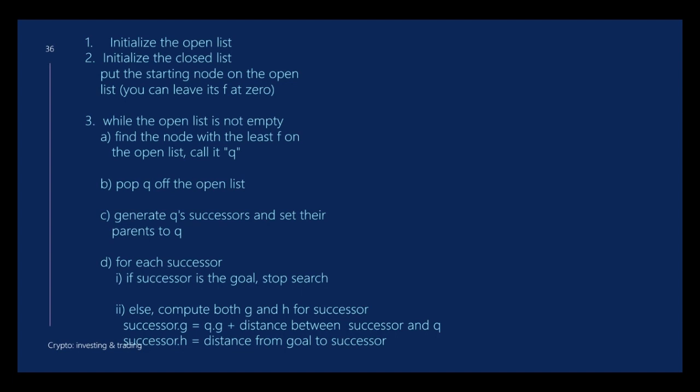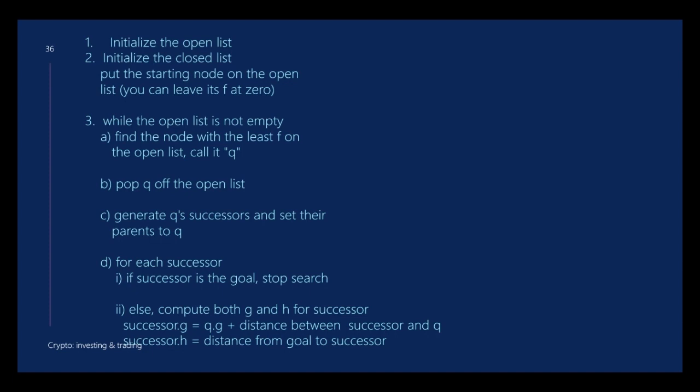Okay. Next, while the open list is not empty, while there are some nodes, we'll find the node with the least F. Pop off this particular node from the open list, and put it into the closed list. Why? Because we found the shortest path to this node. Next, we generate all the successors or the neighboring nodes. Now, for each successor, if the successor is the goal, we stop the search. But if it's not, we find its cost.